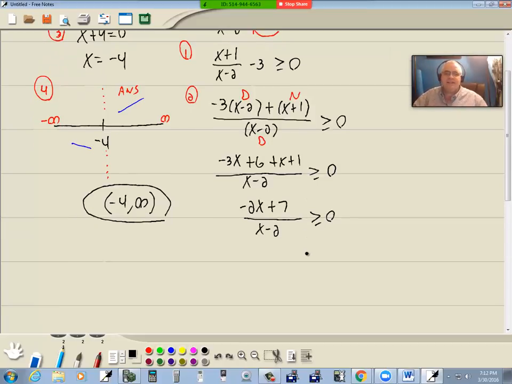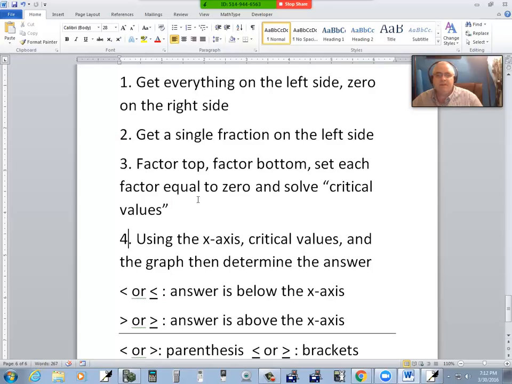You can't work these unless you get a single fraction, because that single fraction means a rational. So you can't follow the steps for solving a rational inequality if you don't have a single fraction. Step 3.